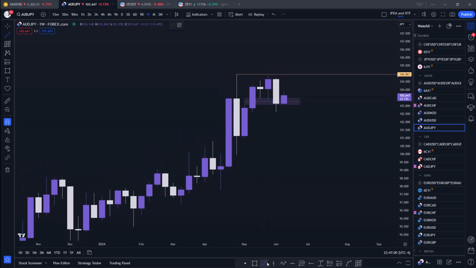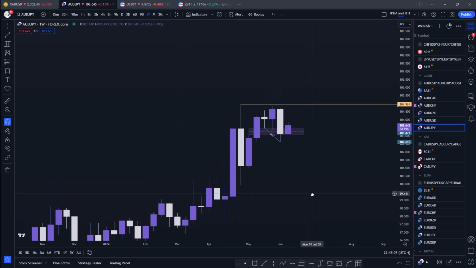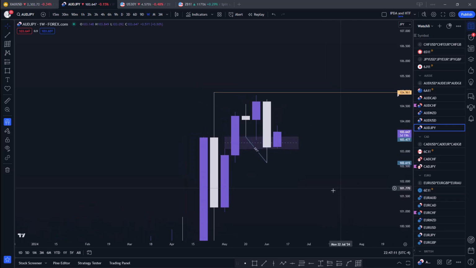So we have this SMT. I don't have to show you or explain what SMT divergence is, because I do have a video in the series showing an SMT divergence and how I spot different ones.